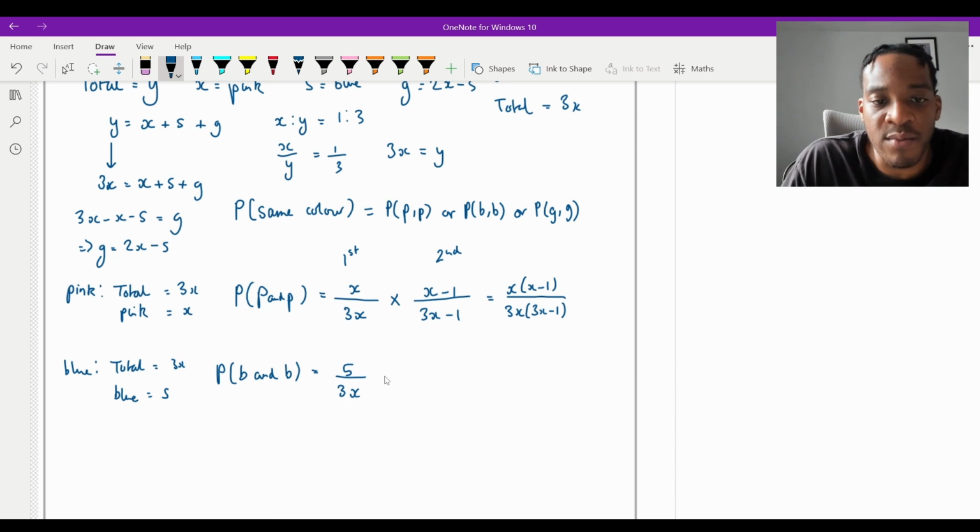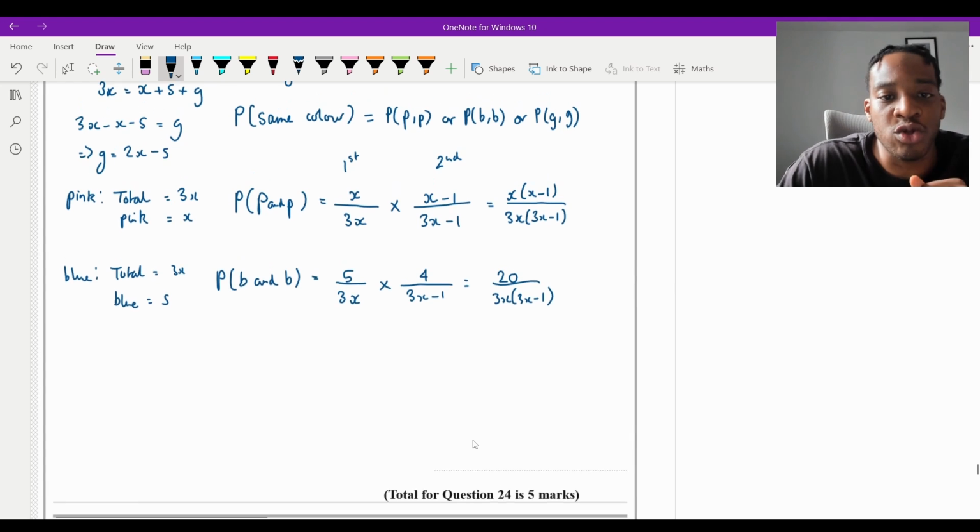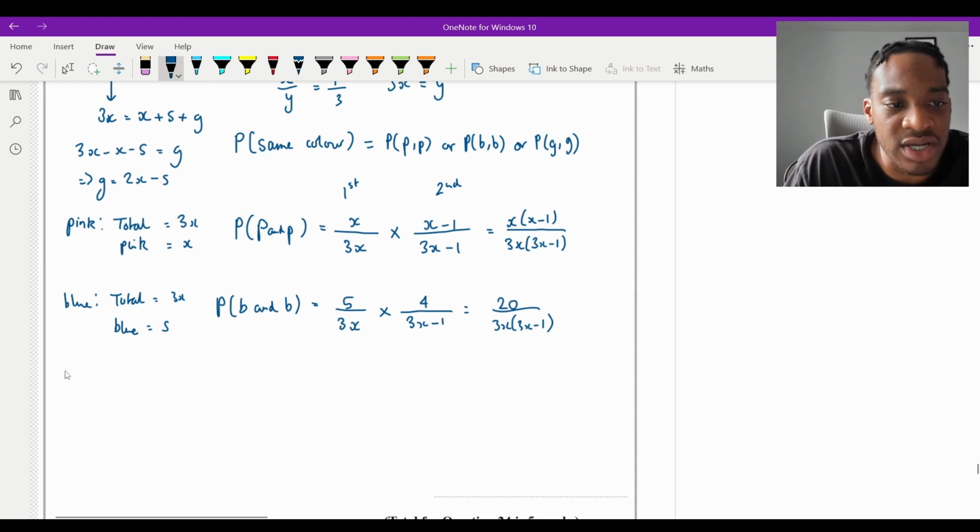And then now, remember, we need to multiply. If I've taken a blue counter already, I'm going to have one less to choose from. So it's going to be 4. And I'm going to divide by one less counter in total, which is going to be 3x minus 1. And in this here, we can simplify, times these together. 5 times 4 is 20. It's going to be 20 over 3x, and then 3x take 1. Perfect. Now, we need to do the greens now.